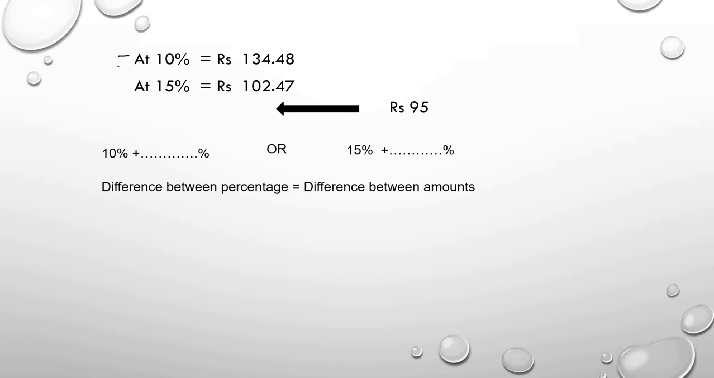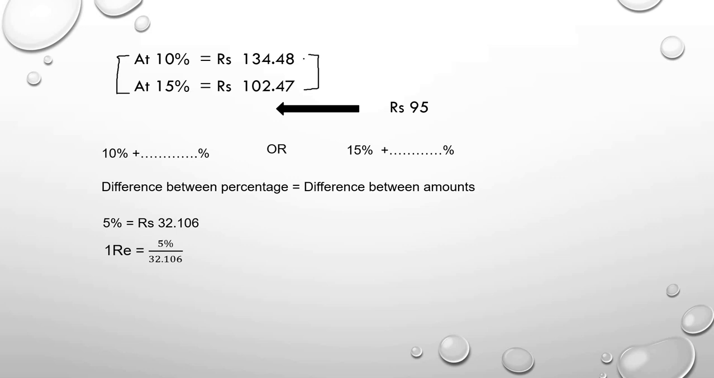Now you can see that if I jump from 10 to 15, that means a 5% jump. So the price is reduced from 134 and has come to 102. So a 5% difference creates a difference of 32.106 rupees. Now if I am going to calculate the difference for 1 rupee, I have taken 32.106 as a denominator. So 1 rupee difference is 5% upon 32.106. Now let's say I want to see how much percentage I should add to 10% so that I can get the answer.